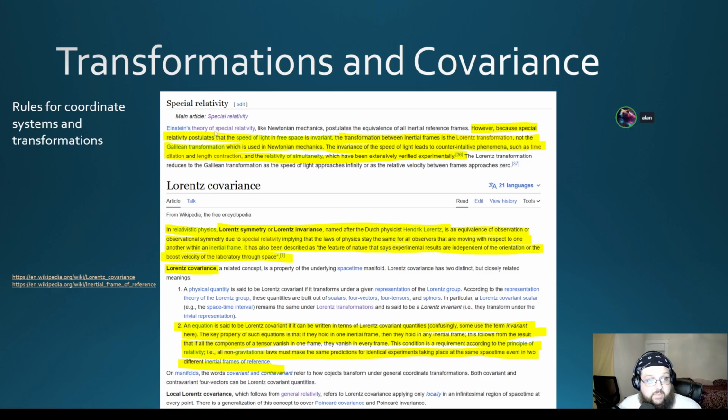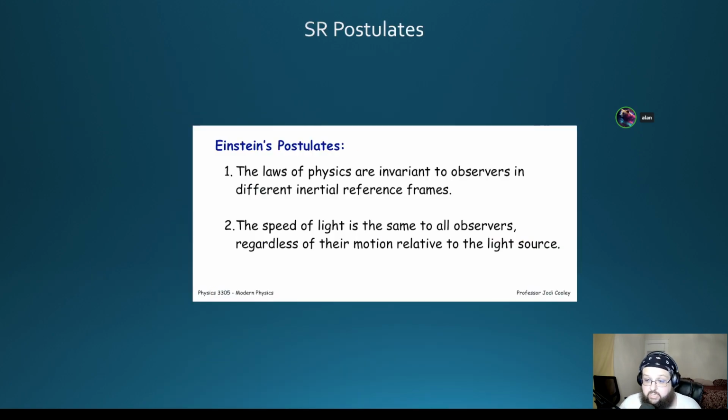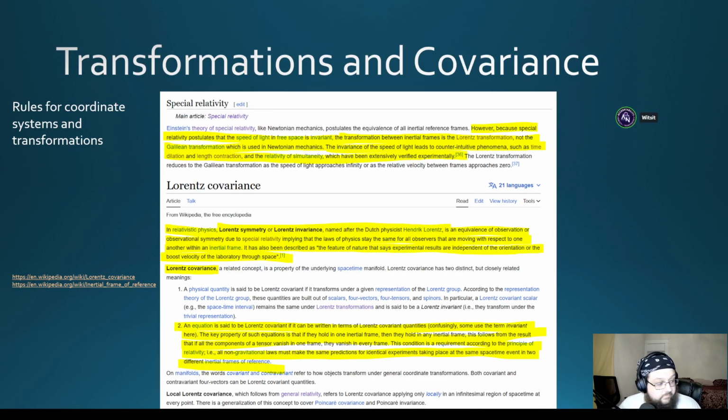So Einstein's theory of, does anyone have any questions so far? Are we all clear on the postulates and how Einstein derived them? Does everything make sense so far? Yes, sir. All right.